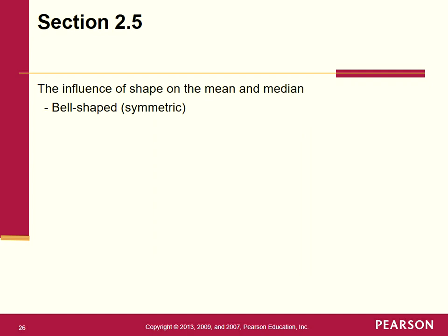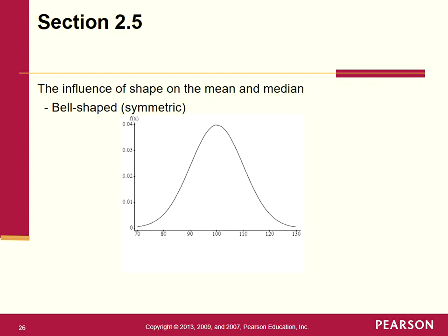All right, how about the influence of shape on the mean and the median? So we talked about our different shapes. So we have bell-shaped symmetrical, right? How does that influence where the mean and median are going to be? Well, let's say that here is our bell-shaped curve, okay? Can you imagine where the mean and median would be located? And how close in value are they going to be?